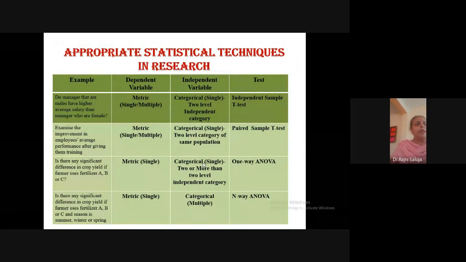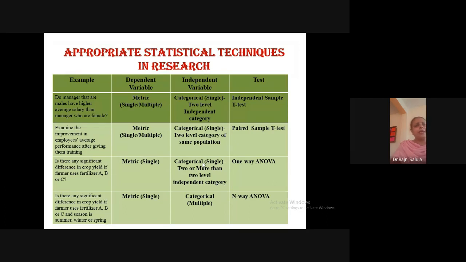The next one is examine the improvement in employees' average performance after giving them training. Now here also we are talking about the employees' average performance. So here it is the two metrics, single or multiple, categorical is single, two level category of the same population. So here paired sample t-test will be there.